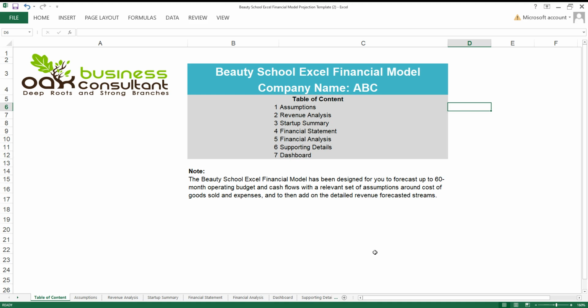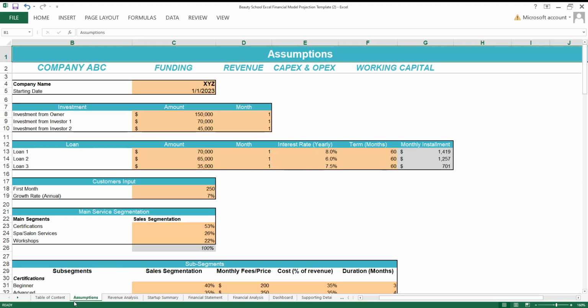In this model, we have the following tabs: assumption, revenue analysis, startup summary, financial statement, financial analysis, supporting detail, and dashboard. Moving to assumptions, these are all the numbers which are required to forecast the cash flows.